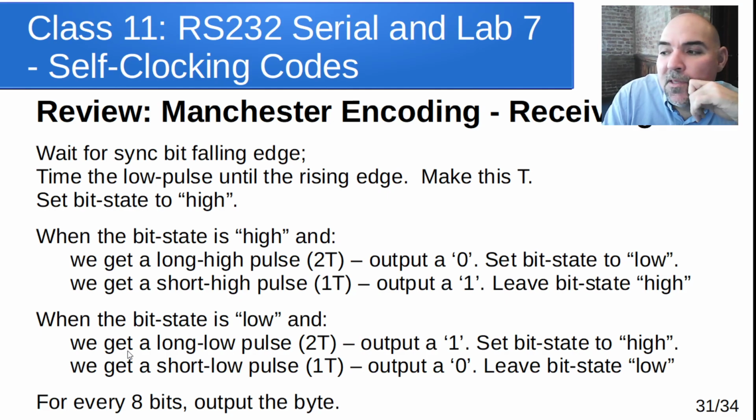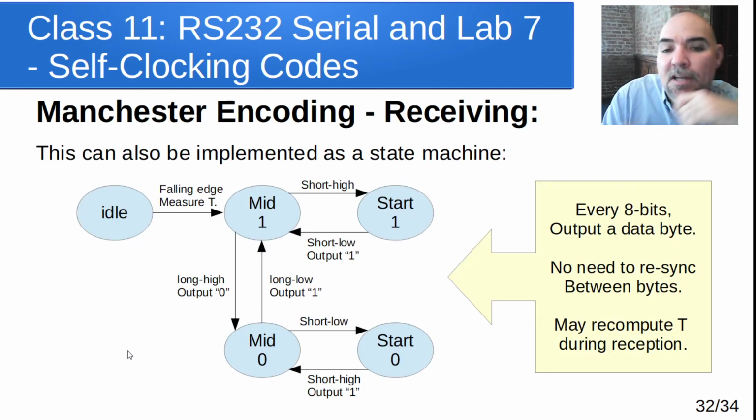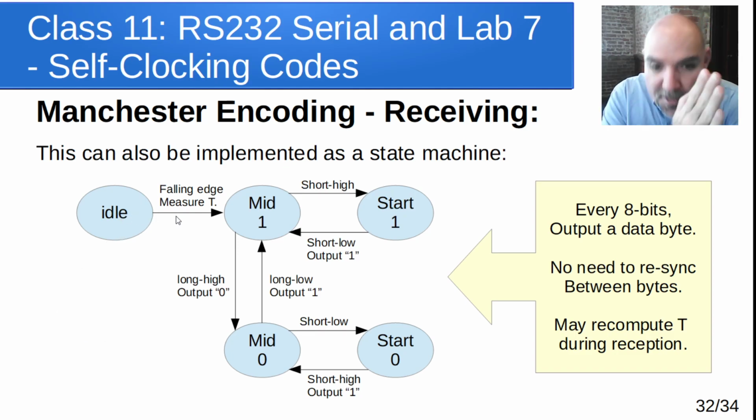And what we came up with in lecture 9 was kind of this state machine. So in other words, we're in idle. We have that falling edge and measure the time t to get us to the middle of that first bit, the preamble bit. And then from there, it's just a state machine.